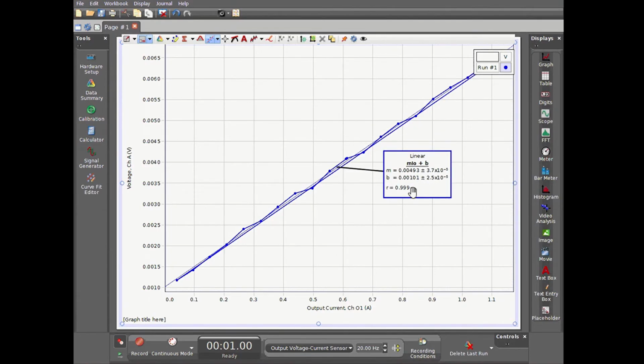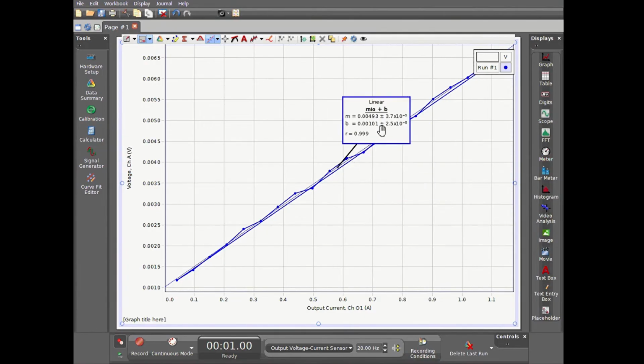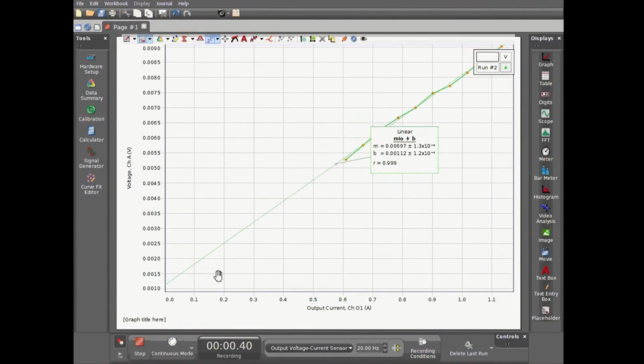So again, in this example, I have a 4 centimeter section of the wire. So the slope of this line represents the resistance, which is 0.00493 ohms in this case, which is a very small value of the resistance. Next, I will change the length to 8 centimeters and repeat. Click record. And here is the slope of the new line. So you will repeat this until you finish the values in data table 1 of this experiment.